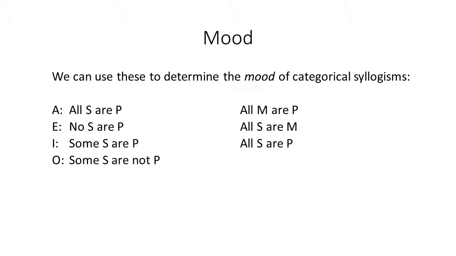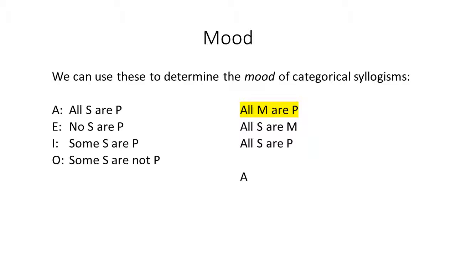So we can use that information to determine the mood of categorical syllogisms. What we're going to be doing here is just assigning a letter to each premise and then the conclusion, in that order. So let's start with this one. What is the mood of this categorical syllogism? Let's see how to figure that out, and then we'll say what the mood is.